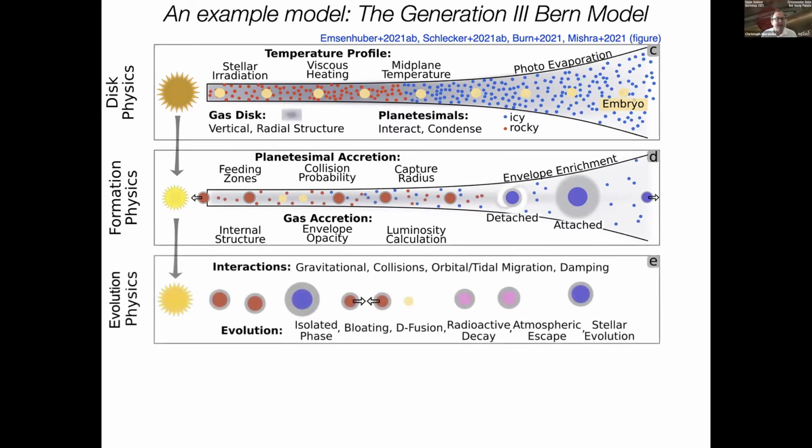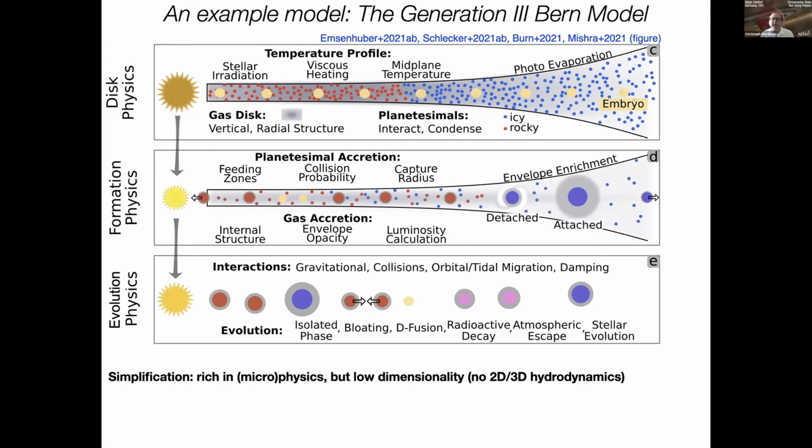And finally, importantly, there are interactions. So on one hand, these concurrently growing planets can interact gravitationally through n-body interaction. This leads to scattering, to collisions, to capturing, to mean motion resonances. And you also have the interaction with the gas disk, leading to orbital migration and damping of eccentricities. And finally, during the evolution, when the gas is gone, things like bloating or atmospheric escape, of which we heard before, are then included.